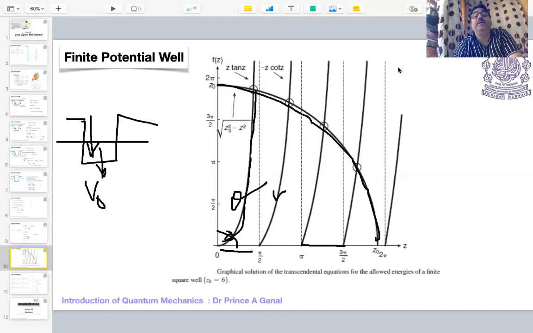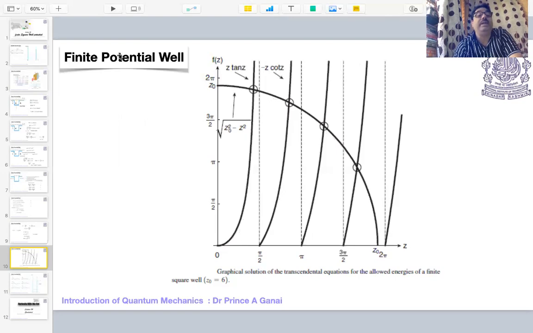And then we can further plot these wave functions and probabilities to get a better feel of what we have obtained. That comes in the next slide, so let me tell you that.